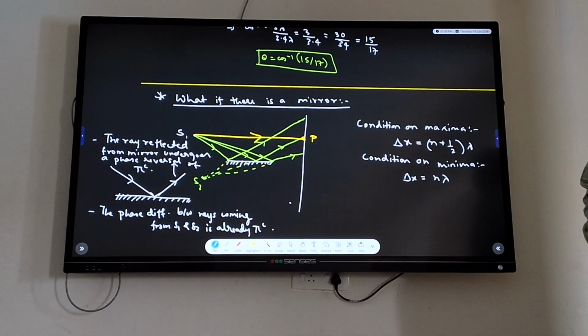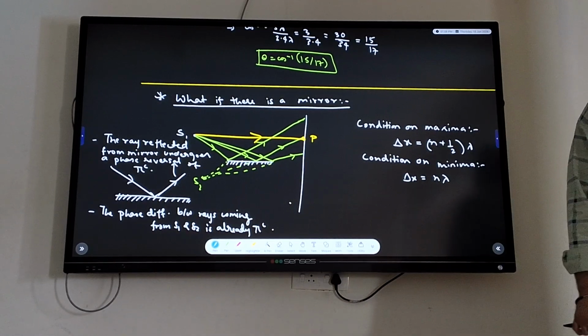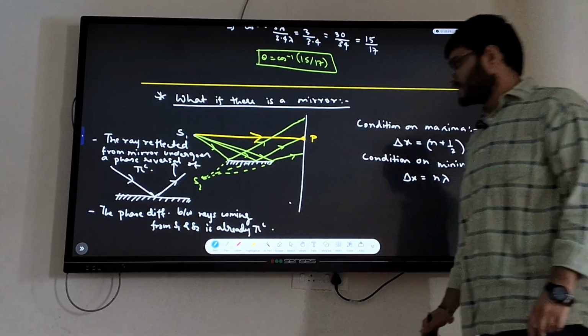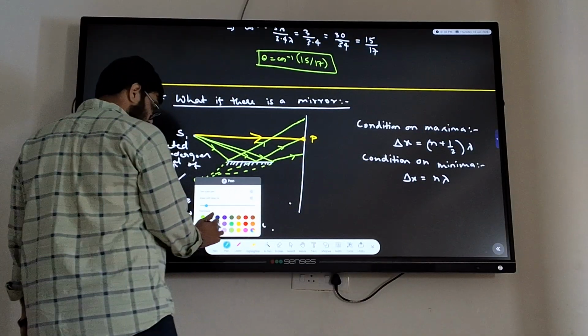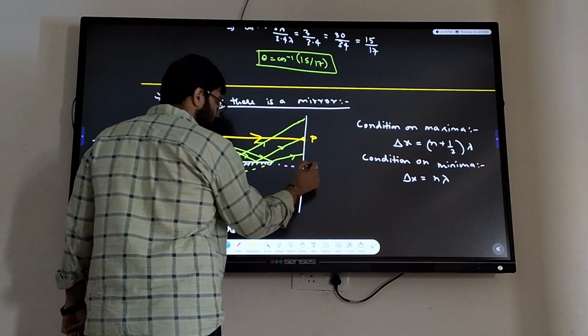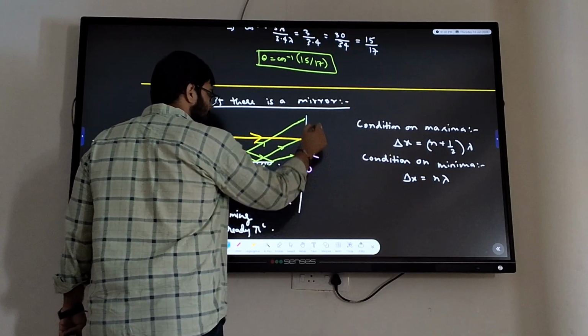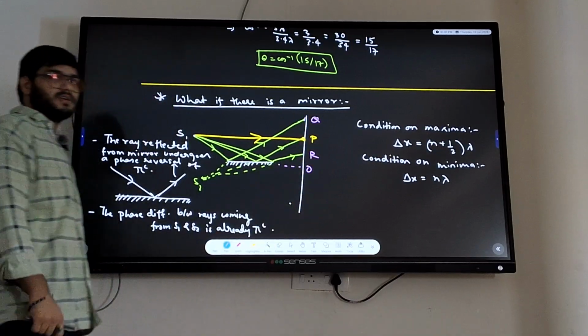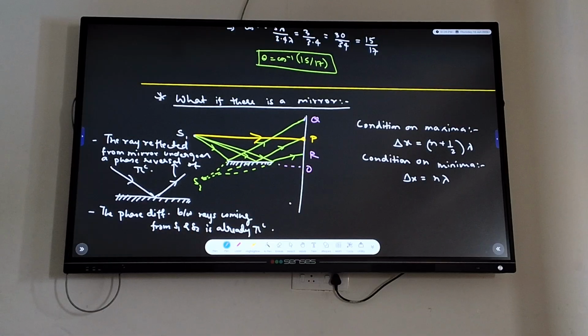And now tell me this, in what parts will you find really an interference pattern? Let me make this to be O and let's call it RQ. Where will you find an interference pattern?